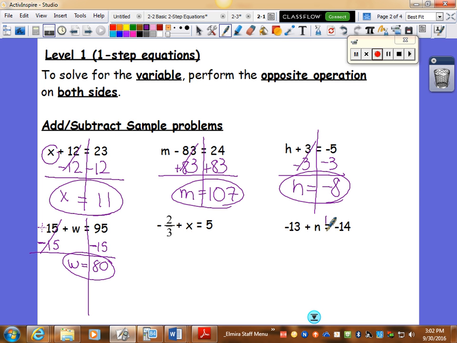Let's go over to this one. Okay, here's the 13, and I have to add 13 to both sides because it's a negative to start with. We want these two signs on top of each other. We want them to be opposite signs. So n is going to equal negative 1.